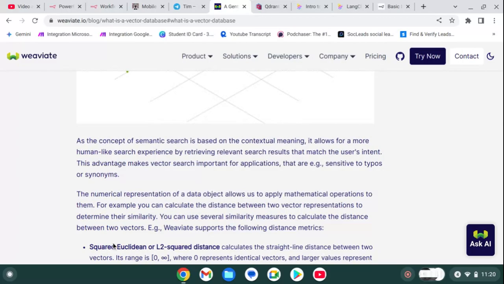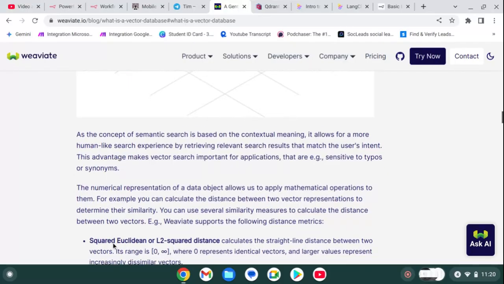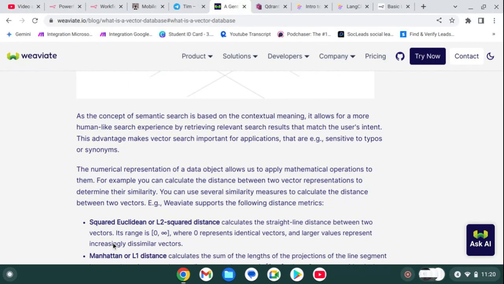The concept of semantic search is based on contextual meaning. It allows for a more human-like search experience by retrieving relevant search results that match the user intent. This is an advanced mixed vector search, important for applications. These are examples of handling typos or synonyms.